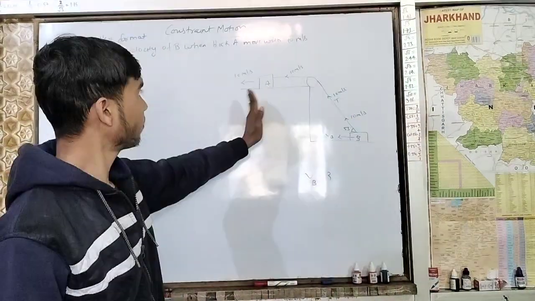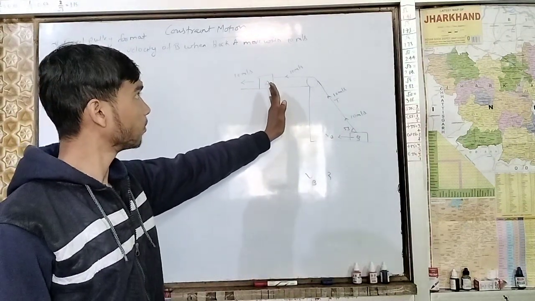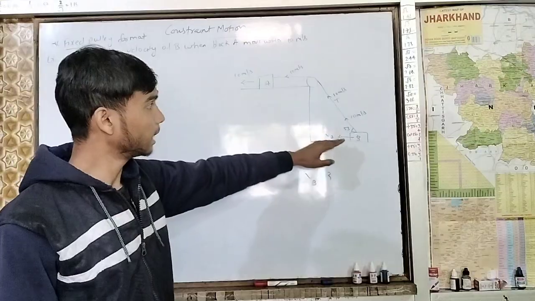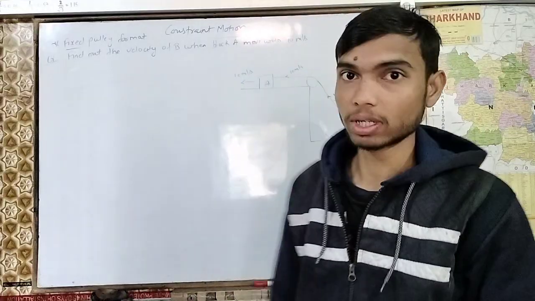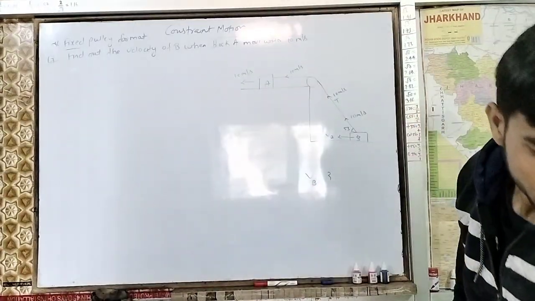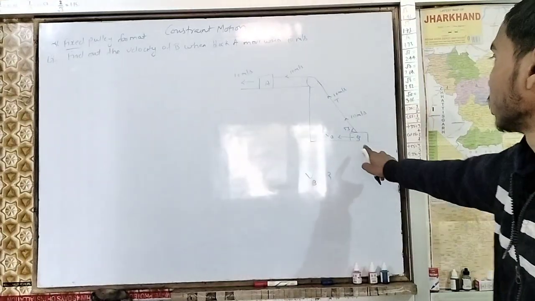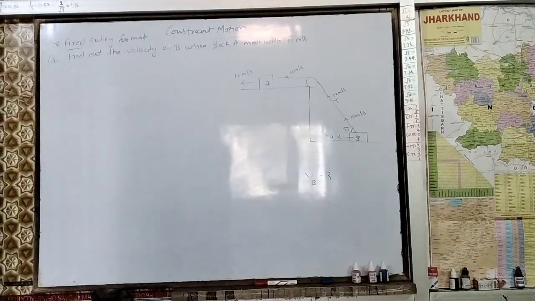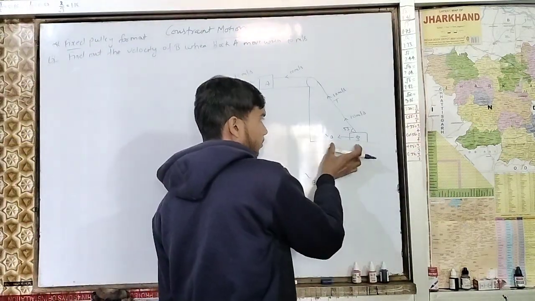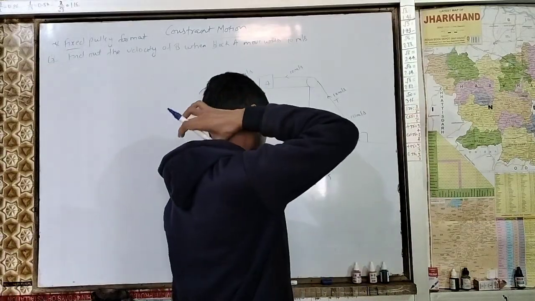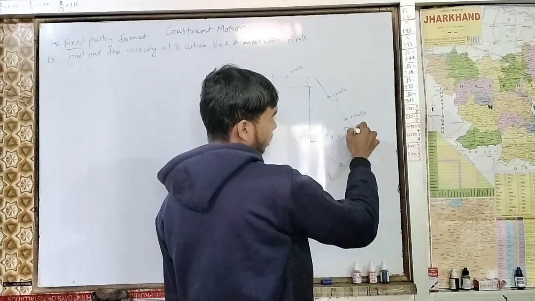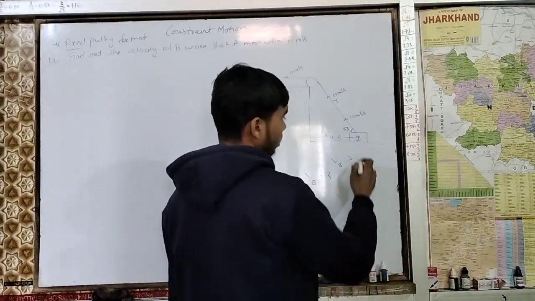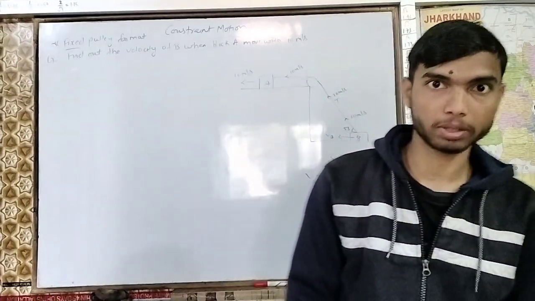Remember, when block A moves with 10 meter per second, with how much velocity will block A move? This is what the question is asking. Now again, focus over here. First of all, remember, if the velocity of block B is more than the string's velocity along this angle, then what will happen?